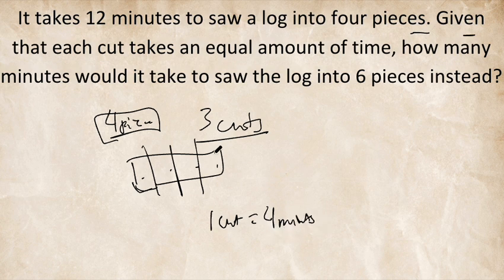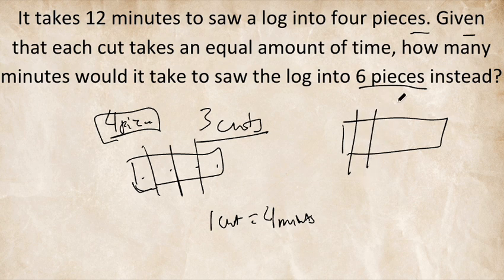Because 3 cuts take 12 minutes. So now we're being asked how many minutes it would take for 6 pieces. If you think about 6 pieces, it's basically going to be 5 cuts, right? So you can think 1, 2, 3, 4, 5. If you cut it 5 times, you're left with 1, 2, 3, 4, 5, 6 pieces, right?